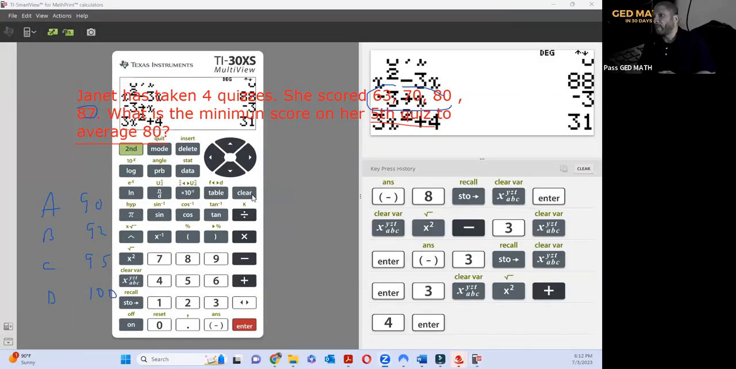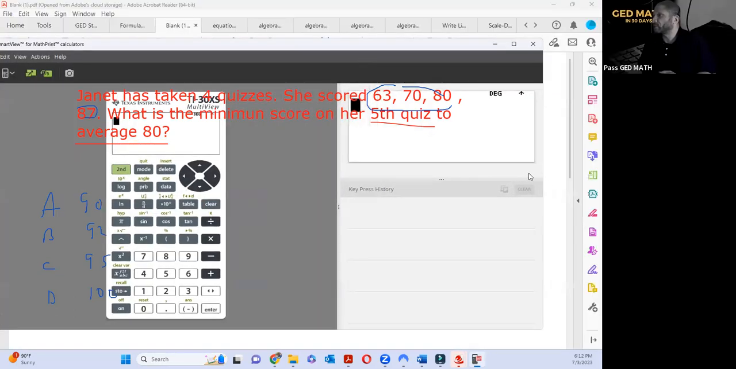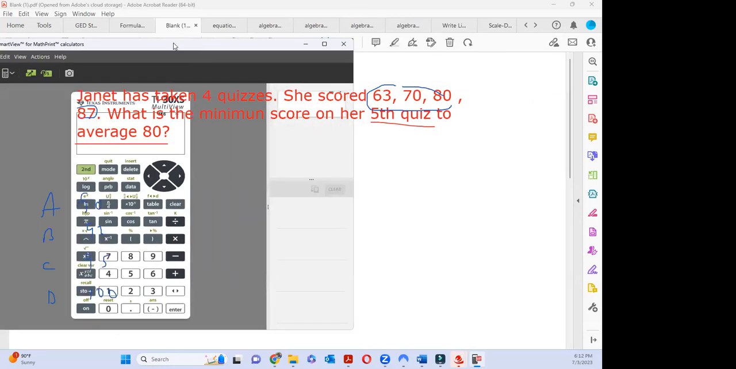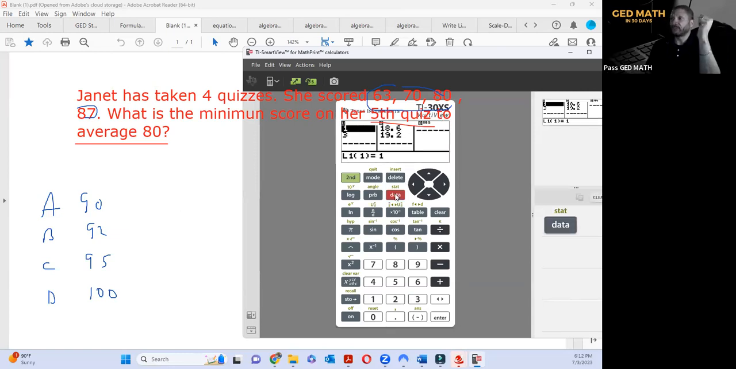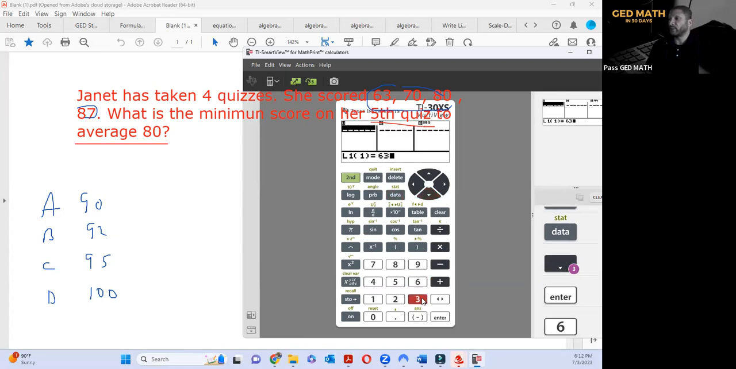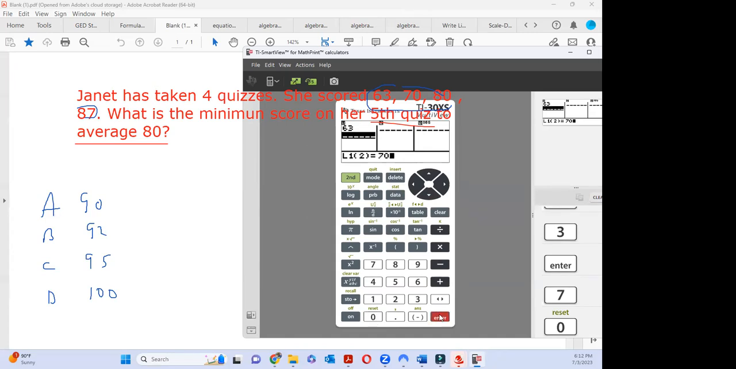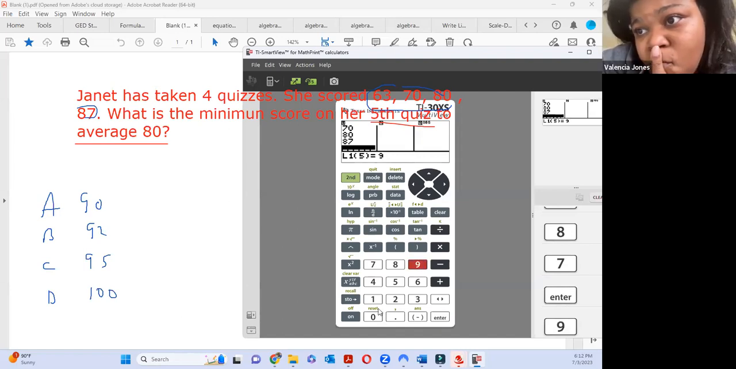And this is where understanding, let me clear everything out and let me put this over here. Watch this. I want to make this bigger. Move this over here. Watch this. So what I'm going to do is, again, if you know how to use this calculator, you would go to data. You're going to clear it out and you're going to put all your scores in. 63, 70, 80, 87. The multiple choice are the possible fifth score. Does everybody understand that? So I'm going to put my first answer in, 90.